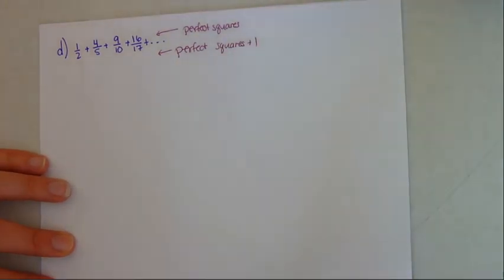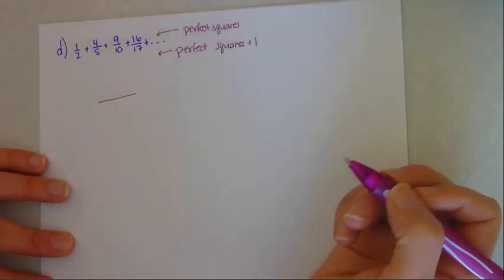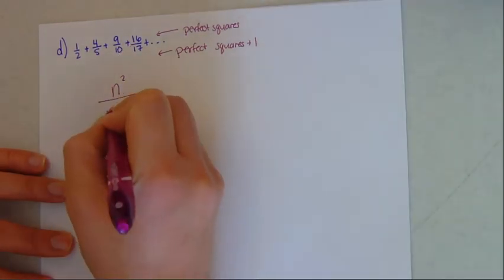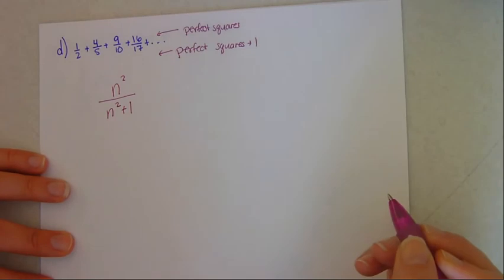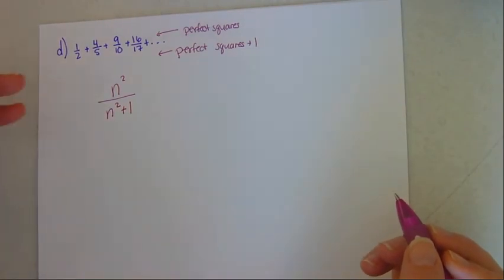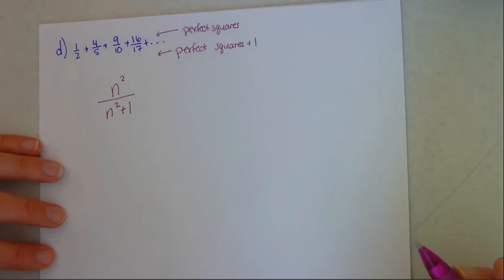So as I think about my rule, my rule for the top is perfect squares. Perfect squares is just going to be n squared: 1 squared, 2 squared, 3 squared, 4 squared. And then the bottom is going to be that perfect square plus 1 more. You might come up with other rules, and if you do, no big deal. There's not necessarily just one right answer. Just make sure that whatever you come up with works for all of them.